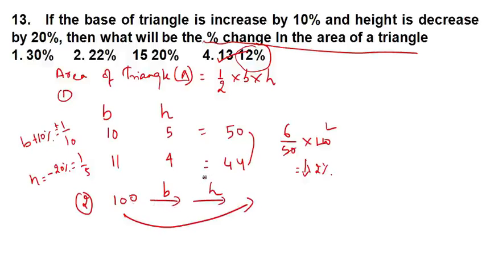100 got increased by 10%, means 110. Now we decrease this with 20%. See here we increase by 10%, then we decrease by 20% according to question. So 110 if we decrease by 20%, then it will be 88. Okay, so you can again clearly see that there is a difference of 12%. I hope this question is very clear now. So let's move ahead.